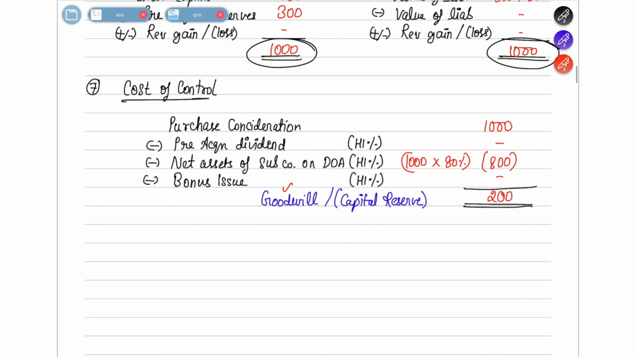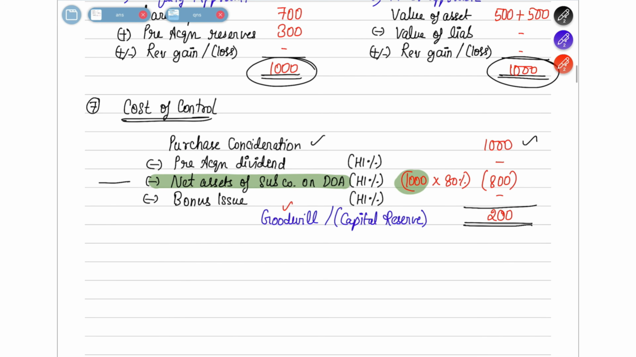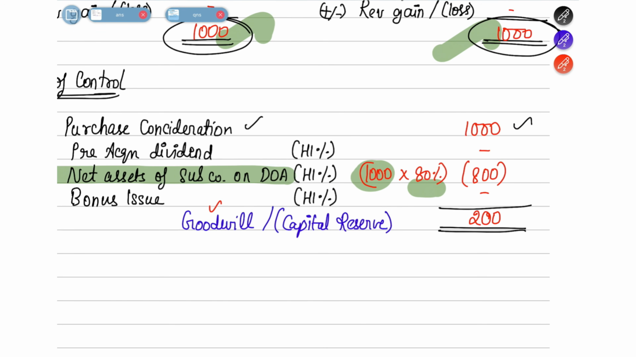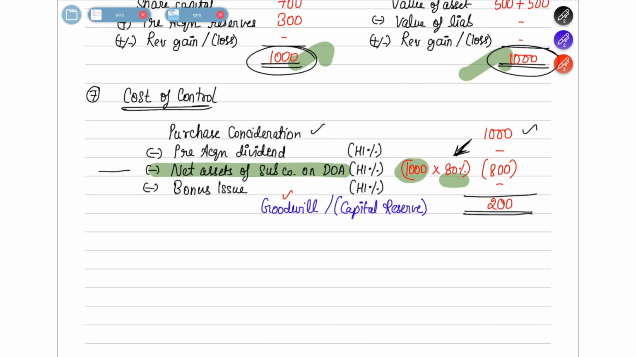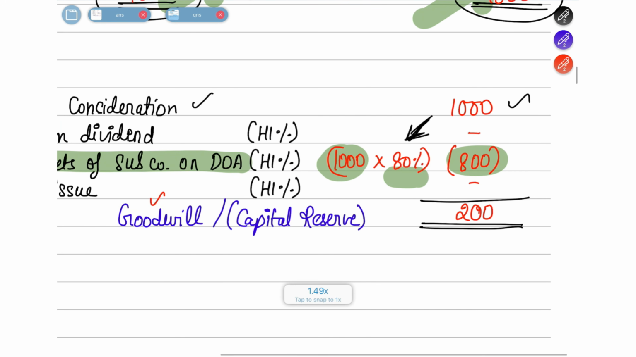Okay. And the final step is cost of control. So cost of control, purchase consideration as given already in the question, it is 1000 only. What is going to change is the net assets taken over. So this is net assets of subsidiary company on date of acquisition. So how much net assets have you taken over? There was a total net assets of 1000 which you found out in the last step. In that you had taken over only 80%. In all the previous sums you had taken over 100%. Here you had acquired only 80%. So 80% is what you have taken over. So 1000 into 80%, so 800 worth of net assets you had taken over.